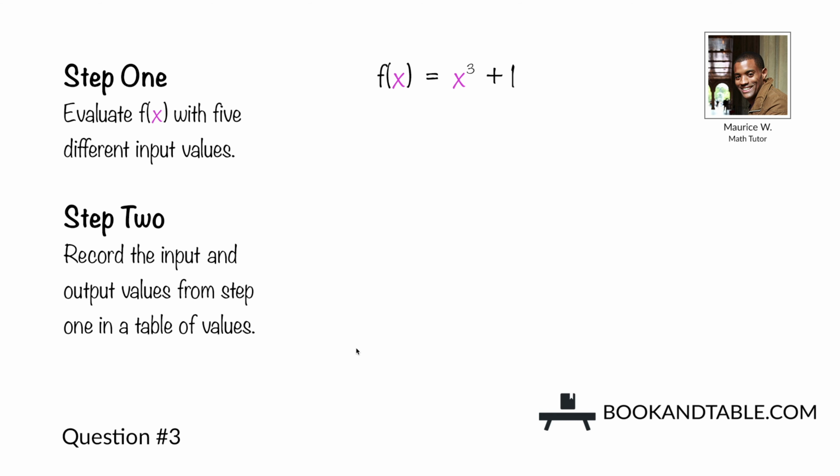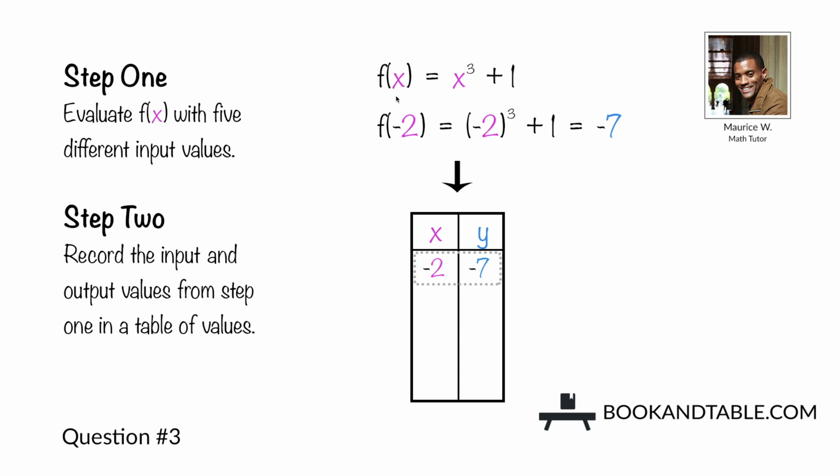Step 1, evaluate f(x) with 5 different input values. f(-2) is equal to negative 2 cubed, which would be negative 8. And negative 8 plus 1 is equal to negative 7. So the input is negative 2 and the output is negative 7.